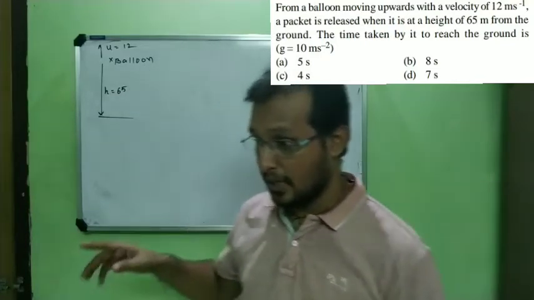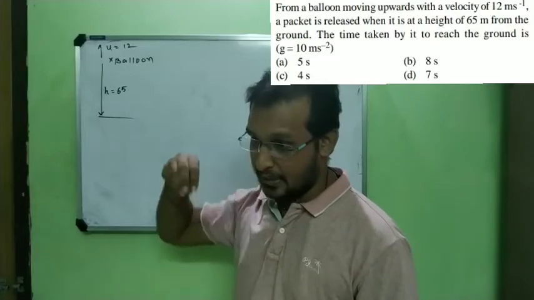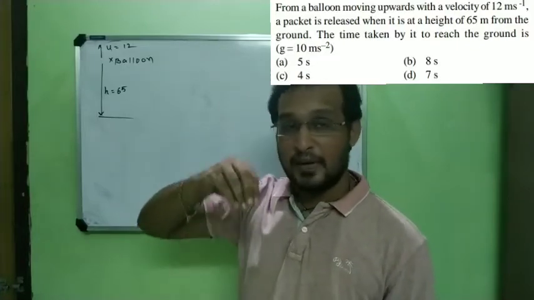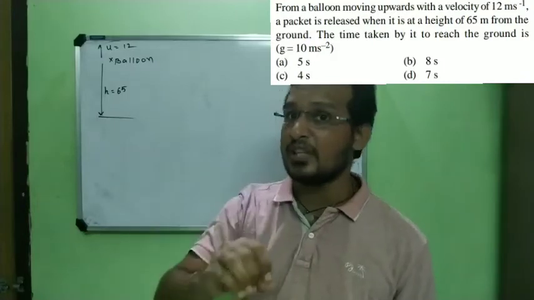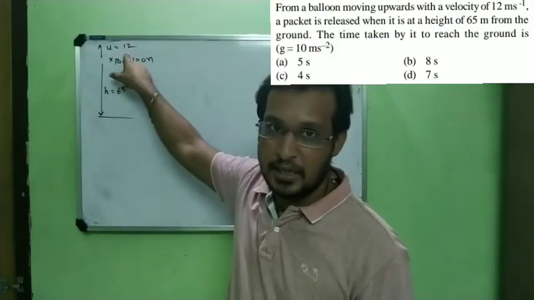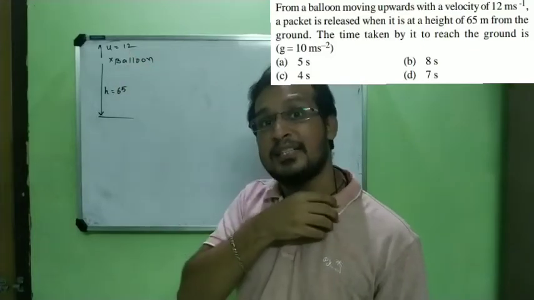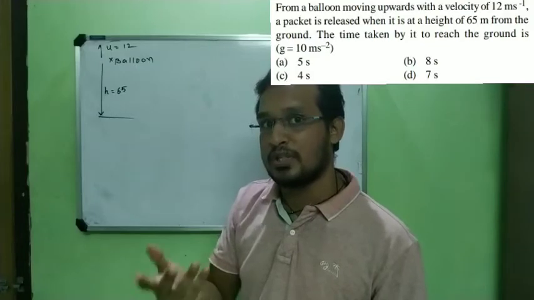A balloon is moving upward with a velocity of 12 meter per second. A packet is released. When the packet is released, remember that the packet has an initial velocity equal to the velocity of the balloon, that is 12 meter per second. Releasing does not mean that it is at rest. Don't take u equal to 0 because it is being released.